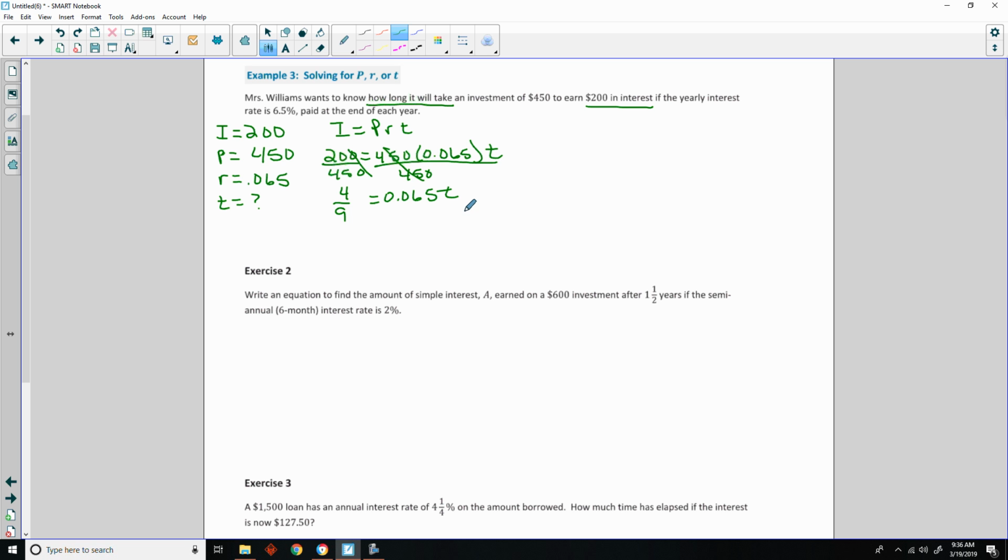But I want a decimal. So 4 divided by 9. 9 goes into 4, 0 times. 9 times 5... 9 times 4 is 36. So it's 0.4 repeating. So maybe I do want 4 9ths.